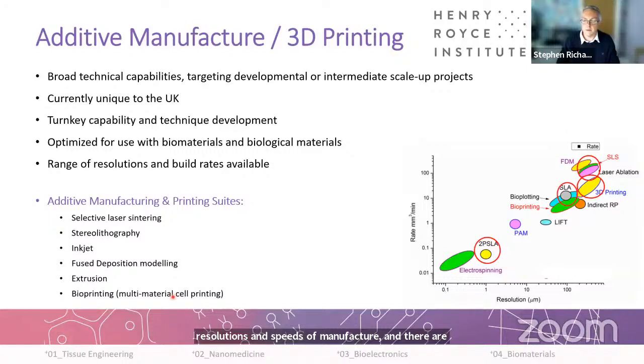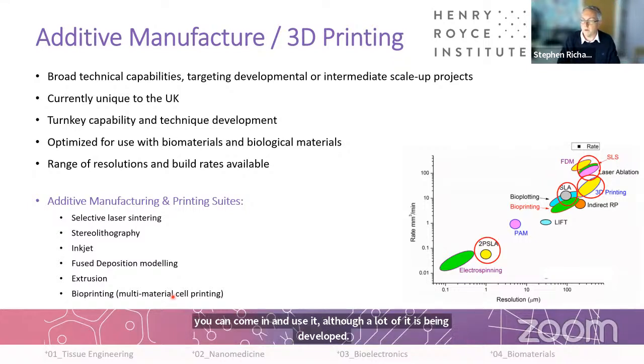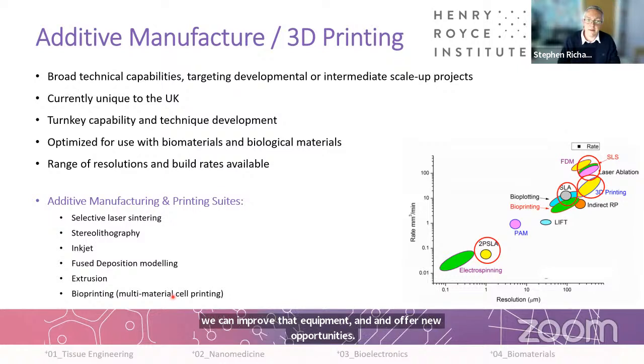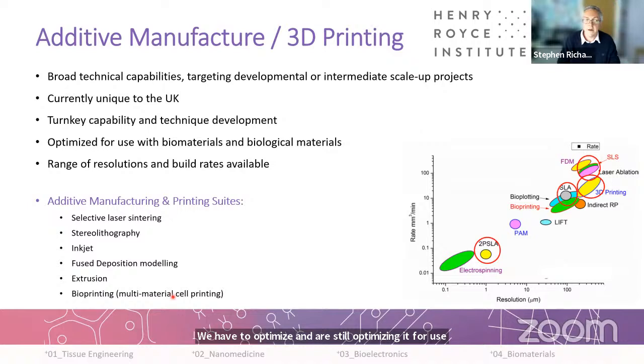So it's the hub building, which is based on the main campus, the new Royce building, houses a lot of this equipment, which is state of the art, and the only place in the UK you can find much of it. Much of that equipment is turnkey, so you can come in and use it, although a lot of it is being developed, and then there are new elements of that working with the manufacturers to try and enhance that and work out how we can improve that equipment and offer new opportunities. We have that optimized and are still optimizing it for use with a range of materials, whether that be biomaterials or biological materials. And as I say, there's a range of resolution and build rates available.